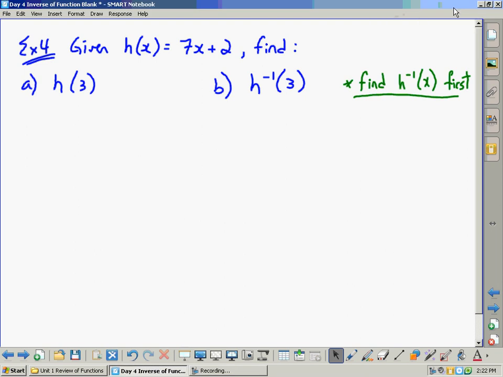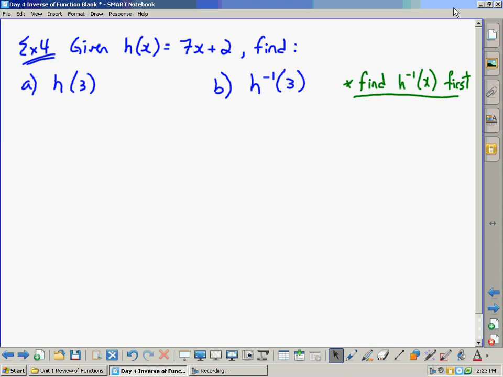Okay, so last question here. I'll call it example 4 because I think we've done 4 examples of this. It combines what we did in the warm-up with this new idea of the inverse, or find the inverse. So in this case, I'm given h of x equals 7x plus 2, and I want you to find h at 3 and h inverse at 3.